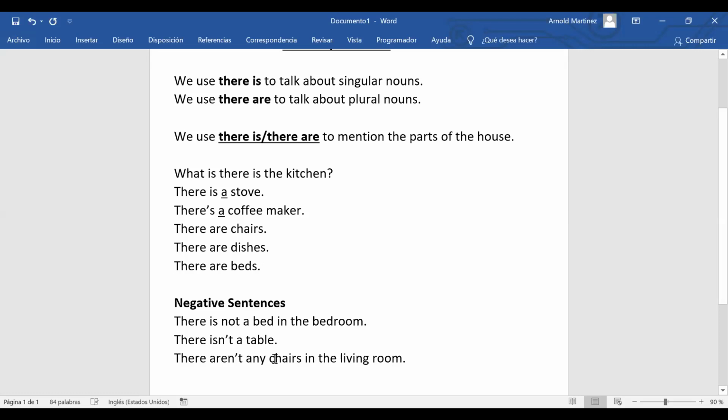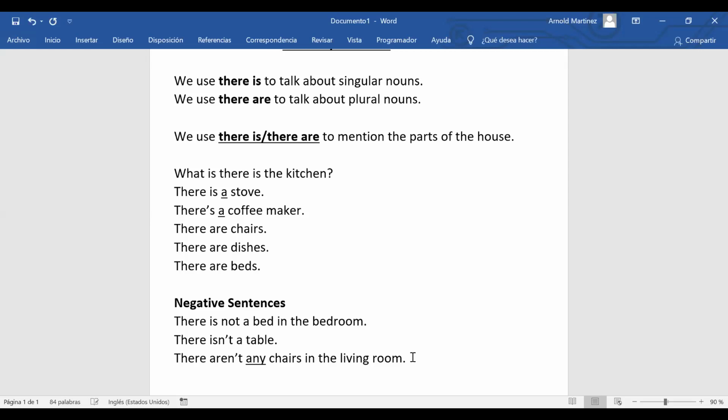Question, what is the function of this? What is the function of any? Simple. The function of any is for saying that there is 0%. 0%. It means nothing. Ninguno, ninguna. There aren't any chairs in the living room. If you translate this in Spanish, we want to say, no hay ninguna silla en la sala. So any is translated in this case as ninguna.